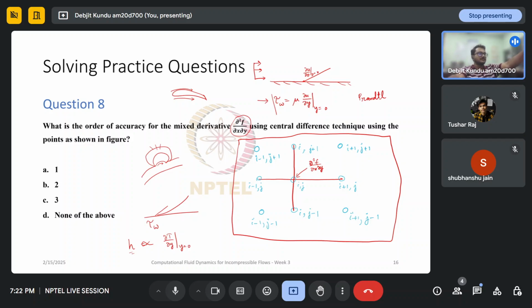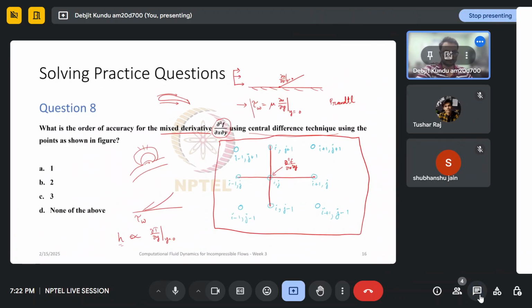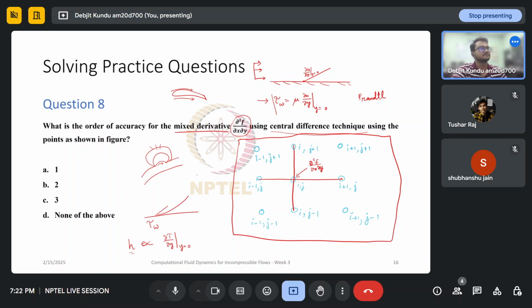Okay, so coming back to this question. So I have one point at which I need to find the mixed derivative, and I'm using central difference technique. What would be the order of accuracy? Did we get any response in between or no? Okay, go ahead, shoot your shot. What do you think?